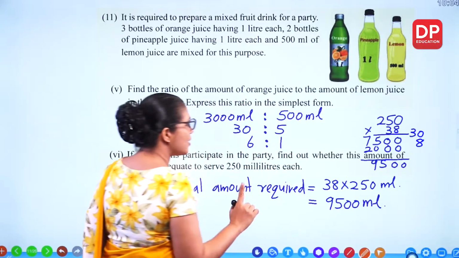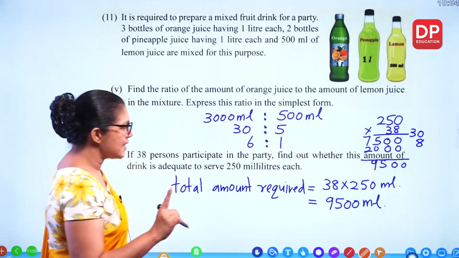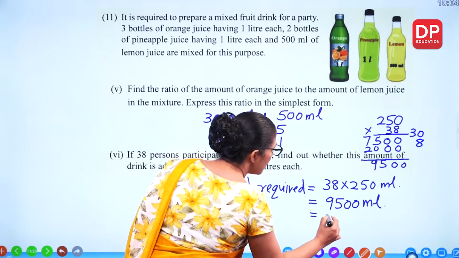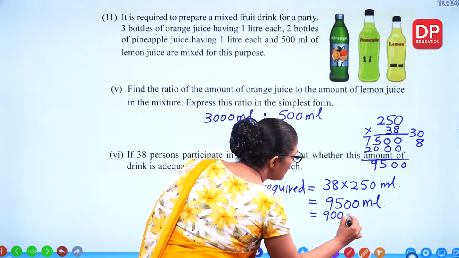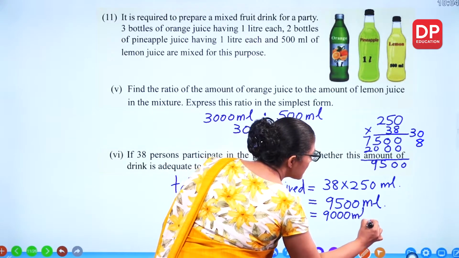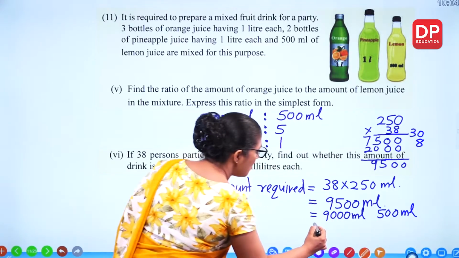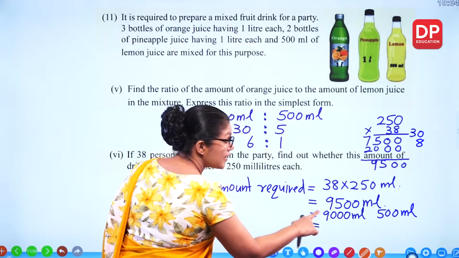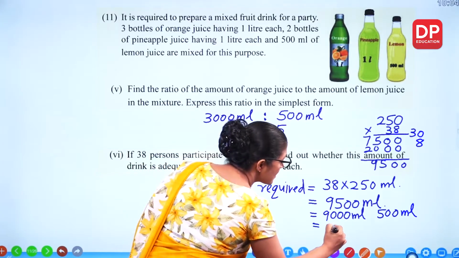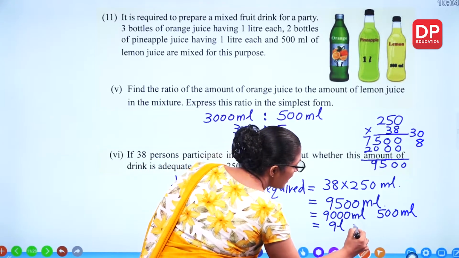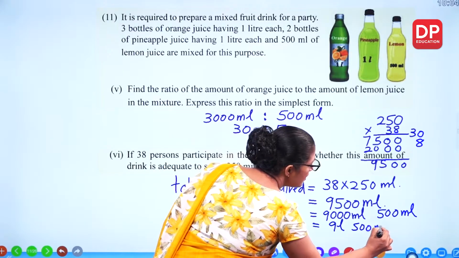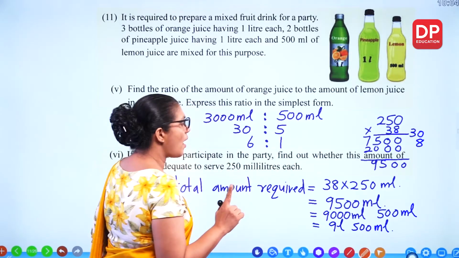If you convert to liters and milliliters, that's 9,000 milliliters and 500 I can split. And 9,000 means, divide by 1,000, 9 liters. 9 liters and 500 milliliters required.